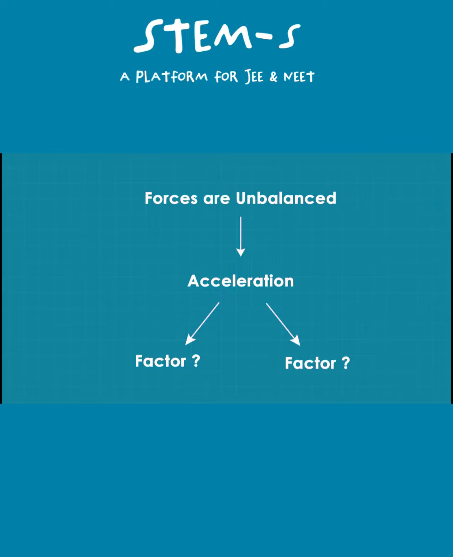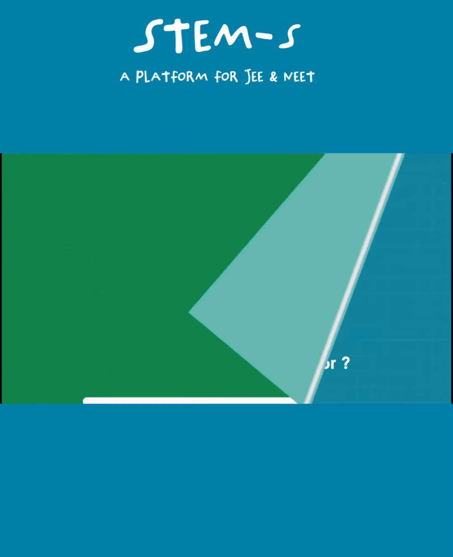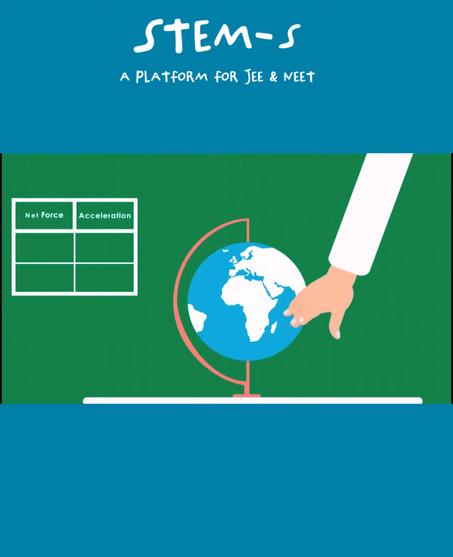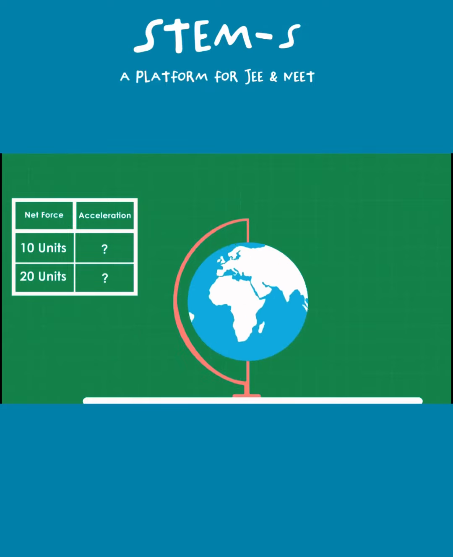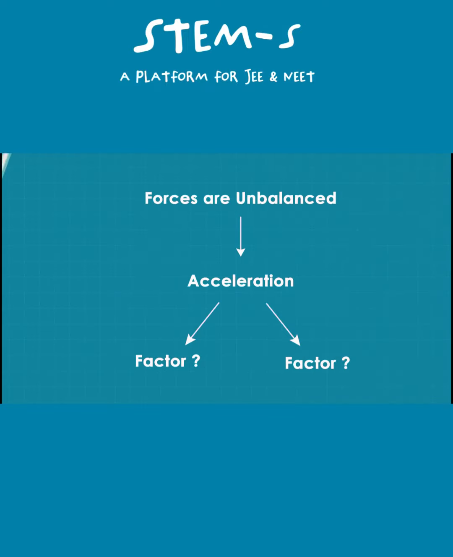Let me repeat my question. On which two factors do you think will the acceleration depend on? Okay, let's say there's an object on a table. You apply a net force of 10 units on it. And then you apply a net force of 20 units on it. In which case do you think the acceleration will be more? Of course, the one in which the force was more.